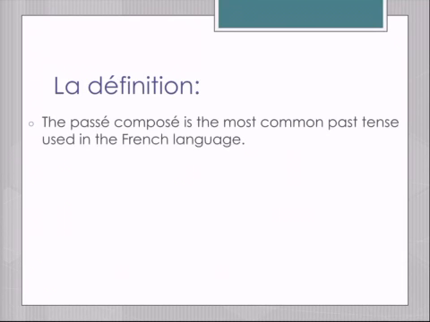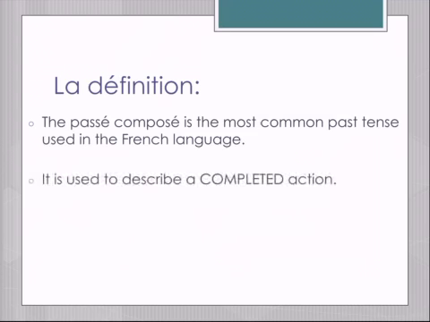Okay, la définition. The passé composé is the most common past tense used in the French language. It's used to describe a completed action, so an action that's over. You did this last year. Je suis allé au café. I went to the cafe. J'ai pris un café. I had a coffee.